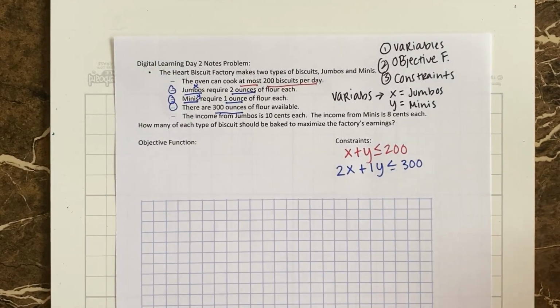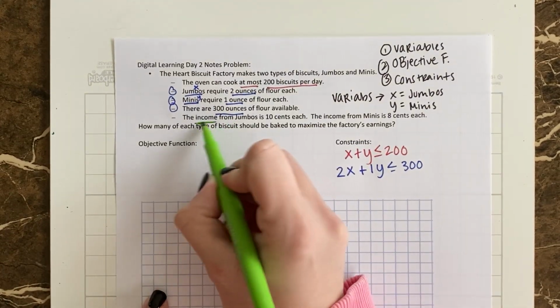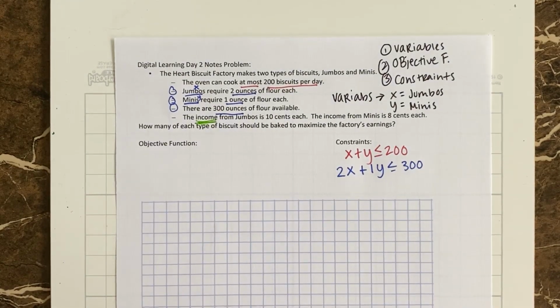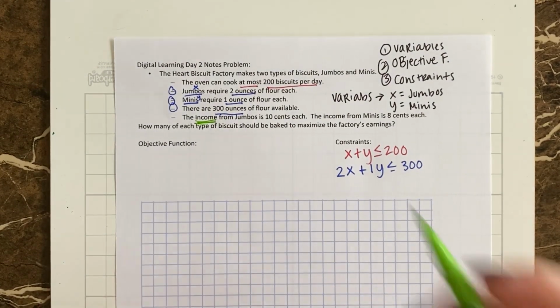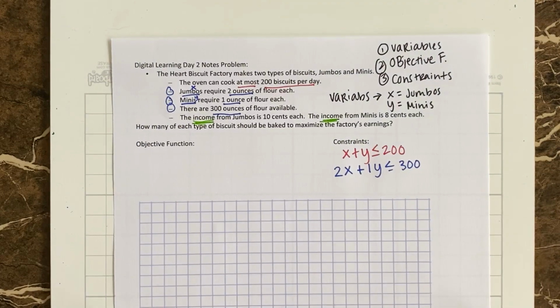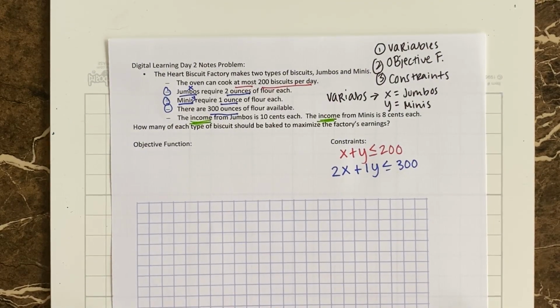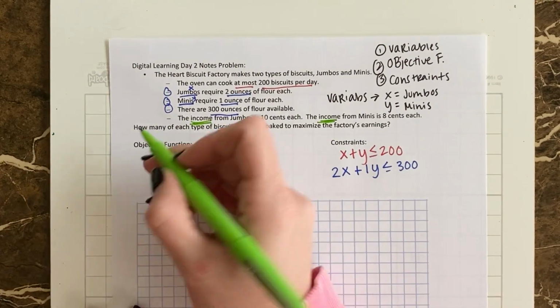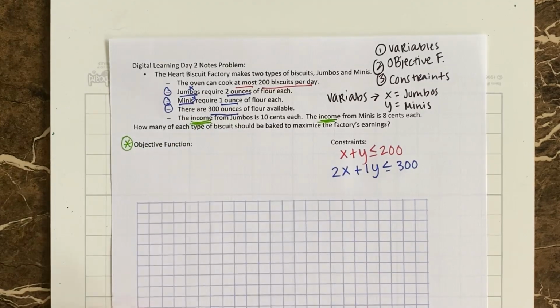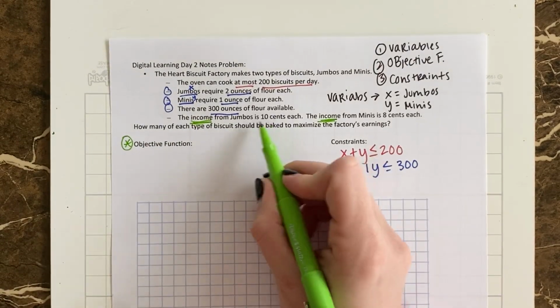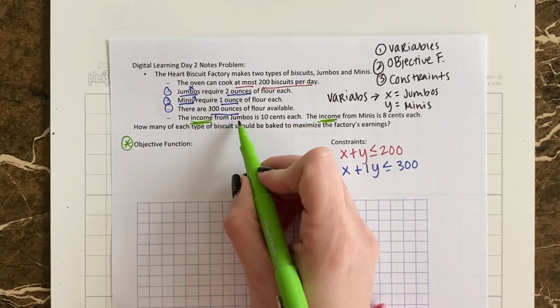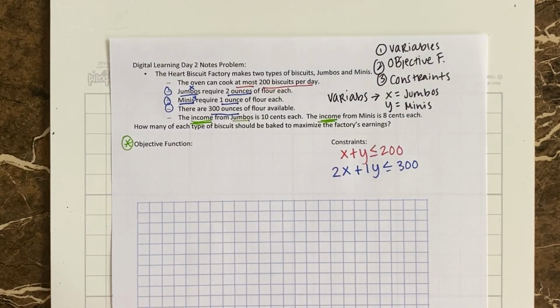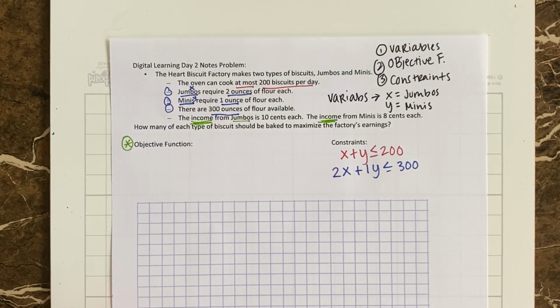Okay. Last but not least, our last sentence says the income, keyword here is income, from jumbos is 10 cents and the other income is minis. Now, income, I'm talking about profit. Okay, so that is gonna go with my objective function. Okay, now 10 cents, do not put 10x for a jumbo. I'm not spending $10 on a jumbo biscuit, I'm spending 10 cents.